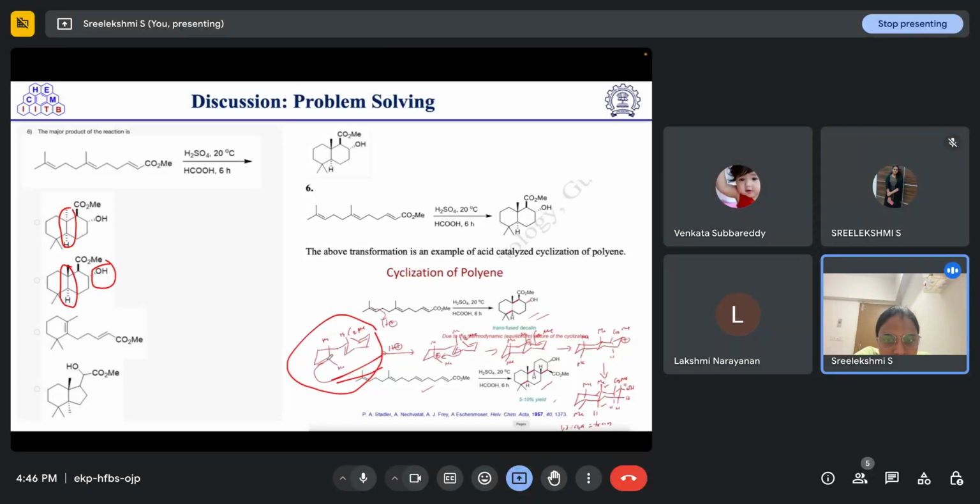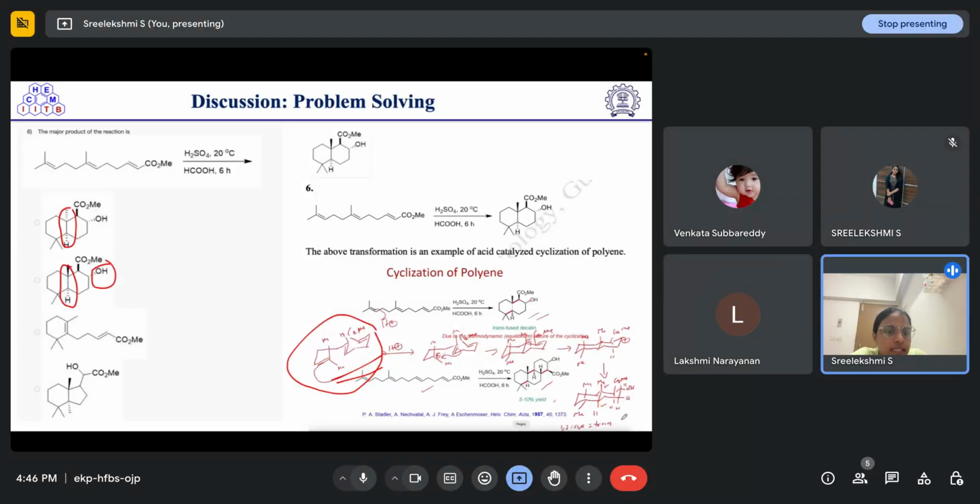First the protonation will take place, and a carbocation will be formed. This second alkene will attack this carbocation to form this compound with a tertiary carbocation. Then the third alkene will attack that center to form this compound and a carbocation at this center. And whatever carbocation is formed here is attacked by one water molecule from the reaction medium. So here OH will be coming.